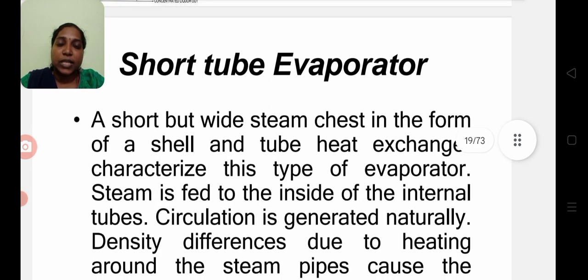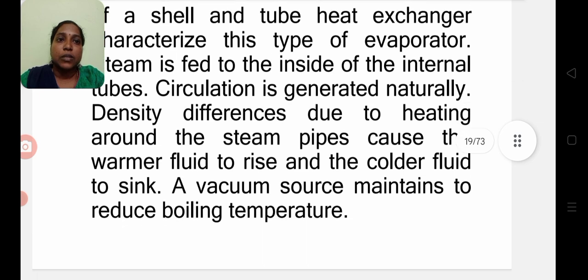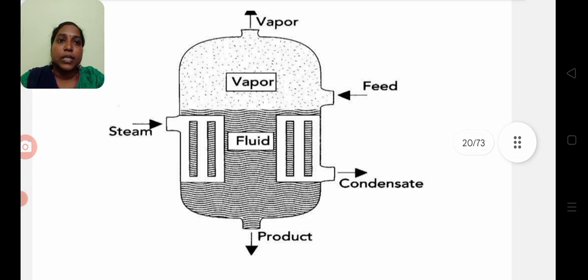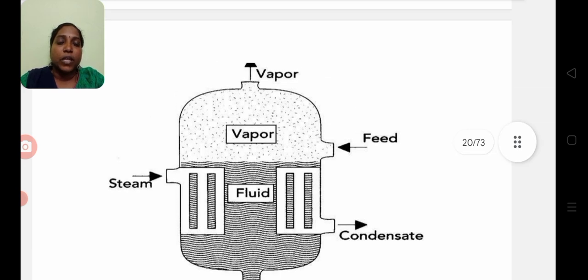And the next one is the short tube evaporator. In this case, the tube, that is the calandria, is very short, but the breadth of the evaporator is very wide. The process is the same. The steam is given at the side of the equipment, and the feed is also given at the side, with the steam and feed in opposite directions. And the vapor is the only difference from the other equipment.